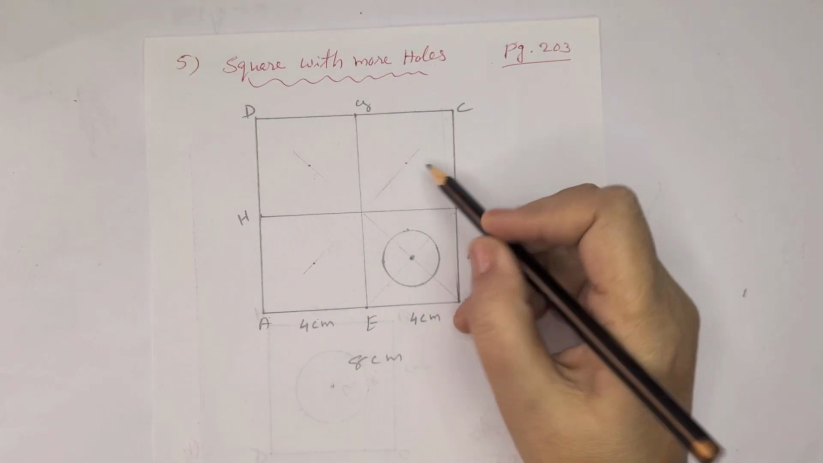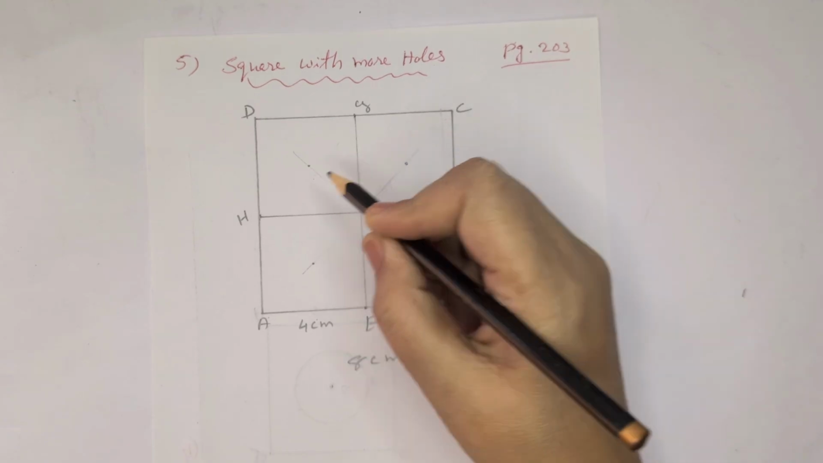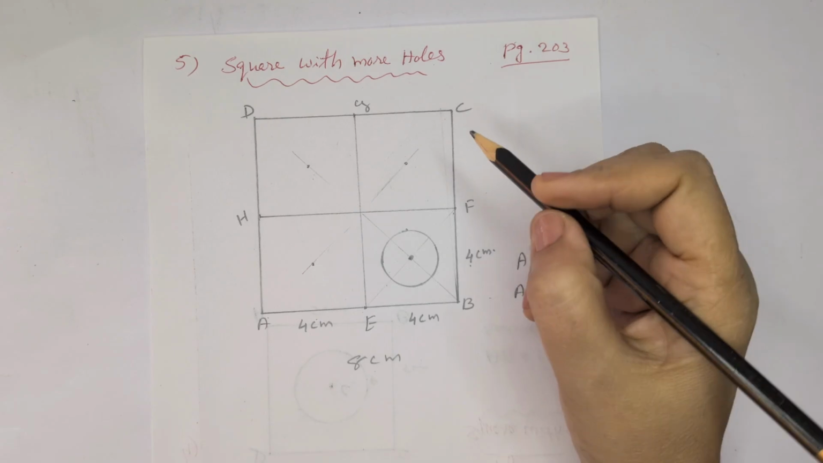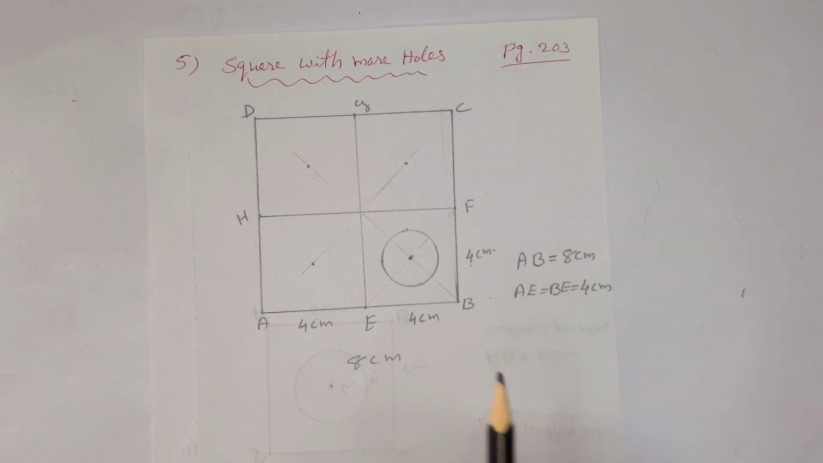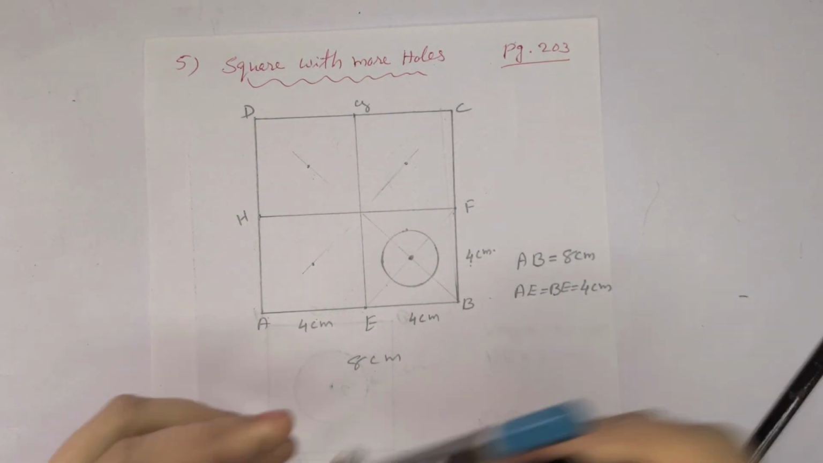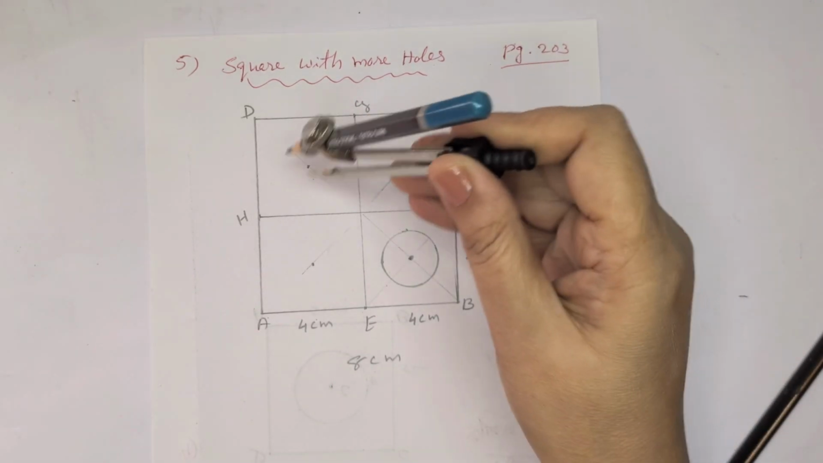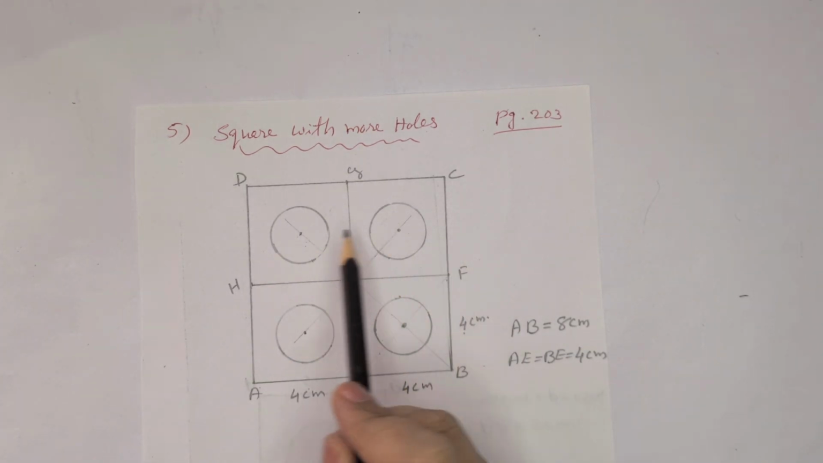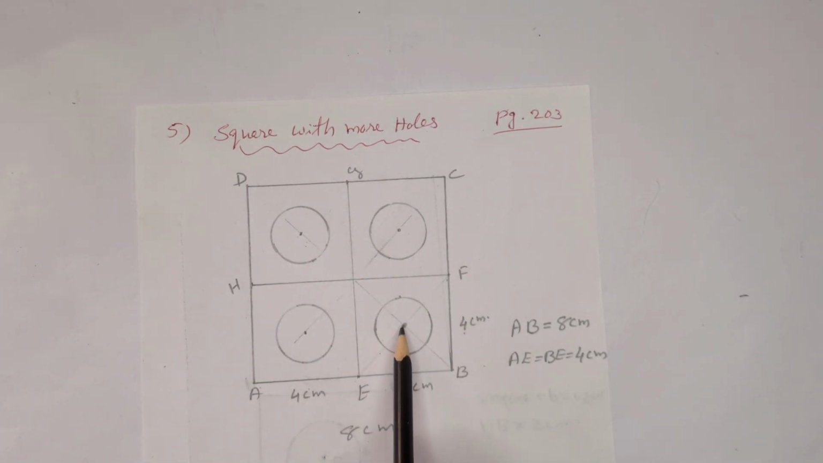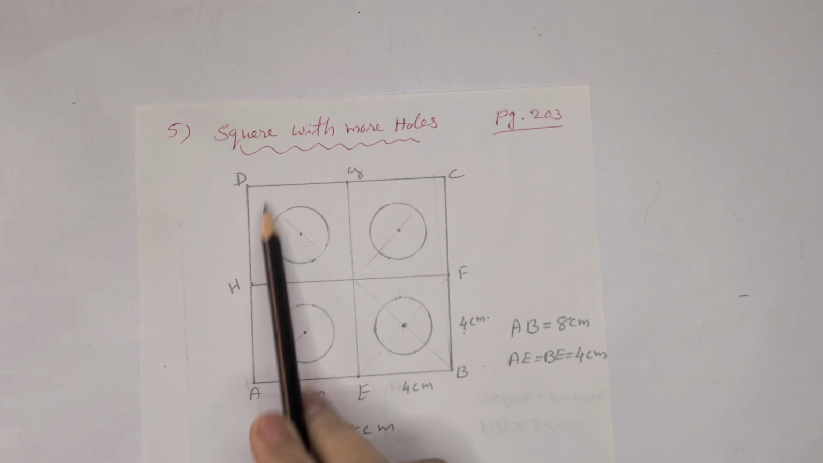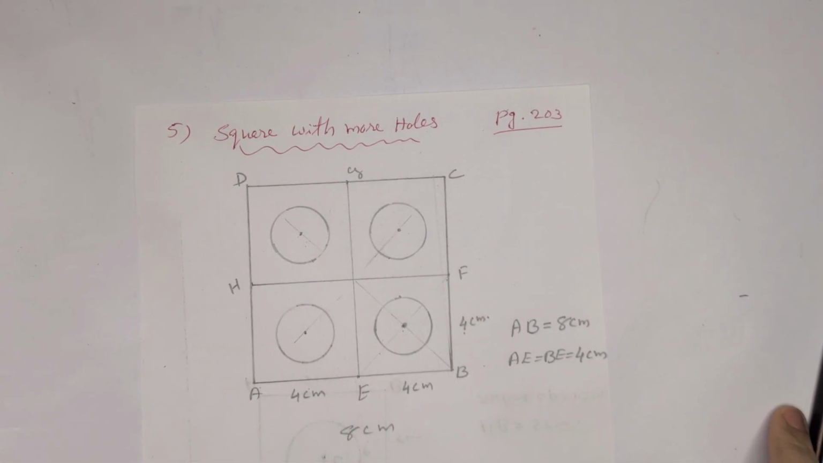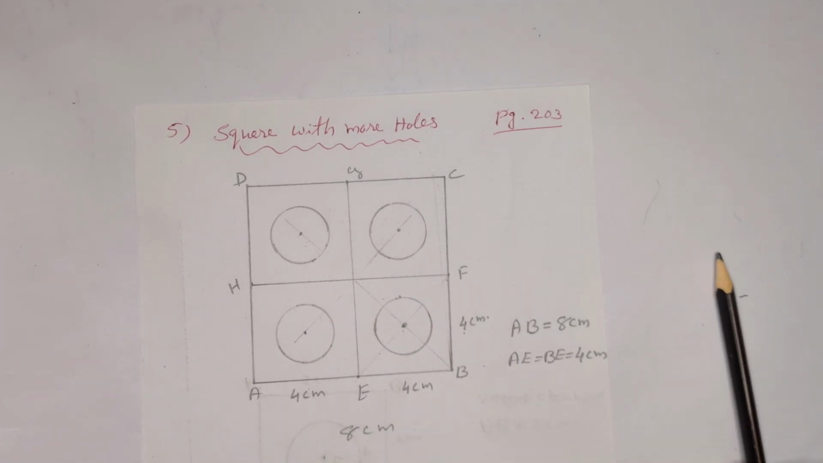By drawing the diagonals, we can mark the centers of each square. Just by dotted line, that's enough. Then take 1.2 centimeter in your compass. Same way, in all 3 squares we can make the circle. Now we got all 4 squares with 4 centimeter, with the circles. So, squares with more holes. Now we can remove all these dotted lines, rub them, erase them, and then we will get that picture.